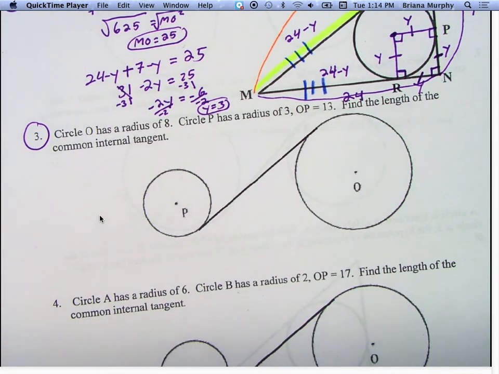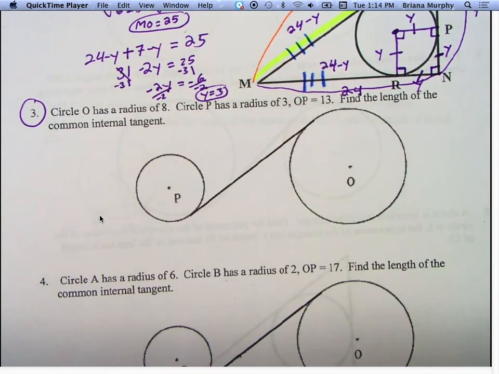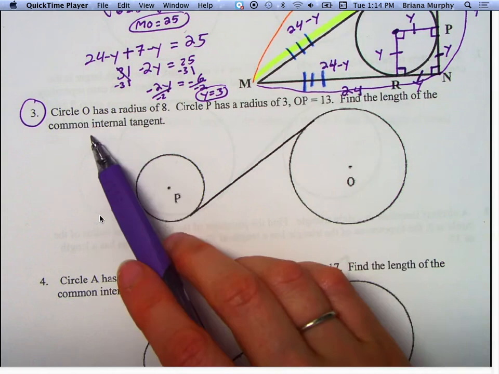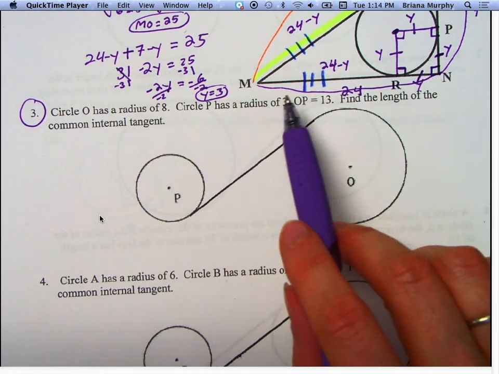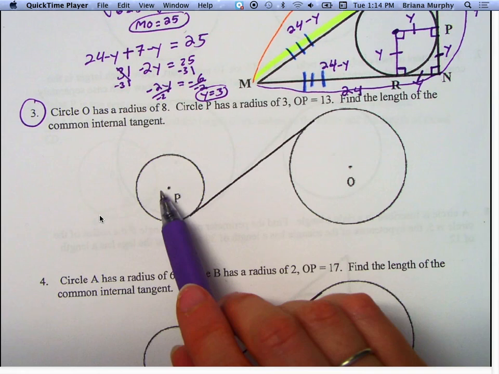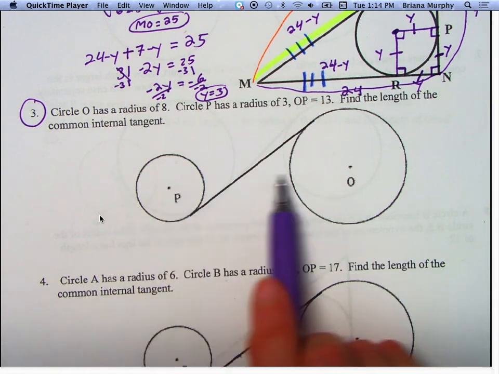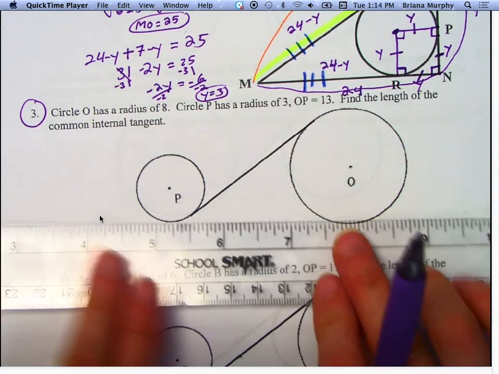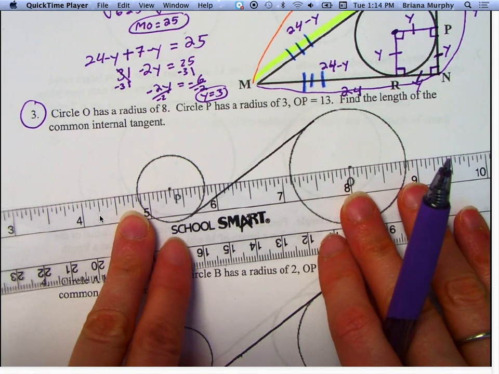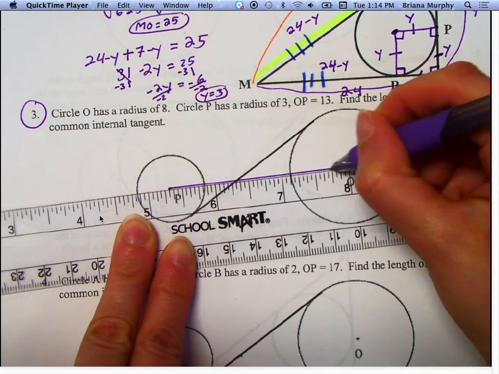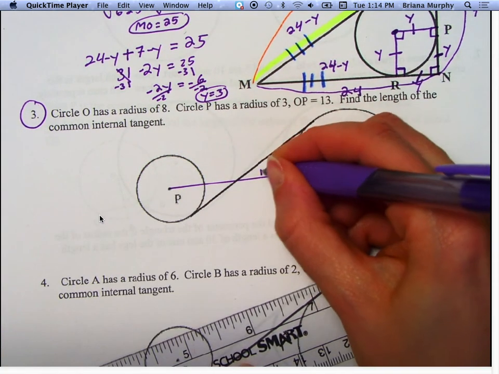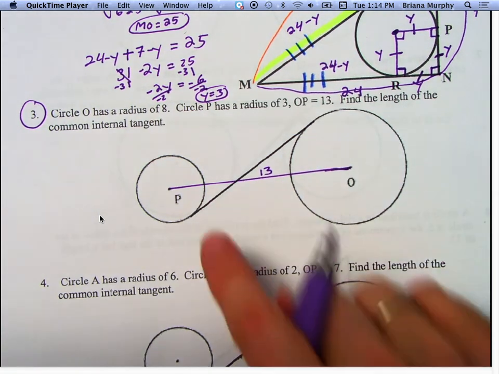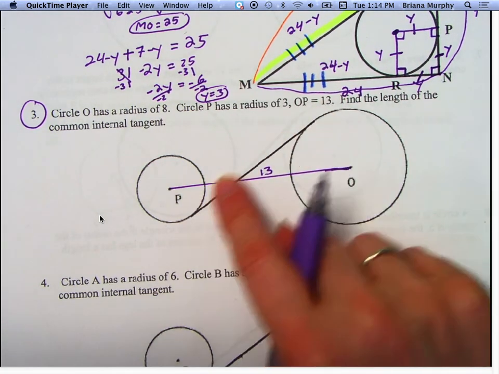Okay, so let me talk us through 3. Circle O has a radius of 8. And circle P has a radius of 3. O to P, if I drew a straight line, so let's do that first, make sure it's straight, is 13. Find the length of this common tangent.